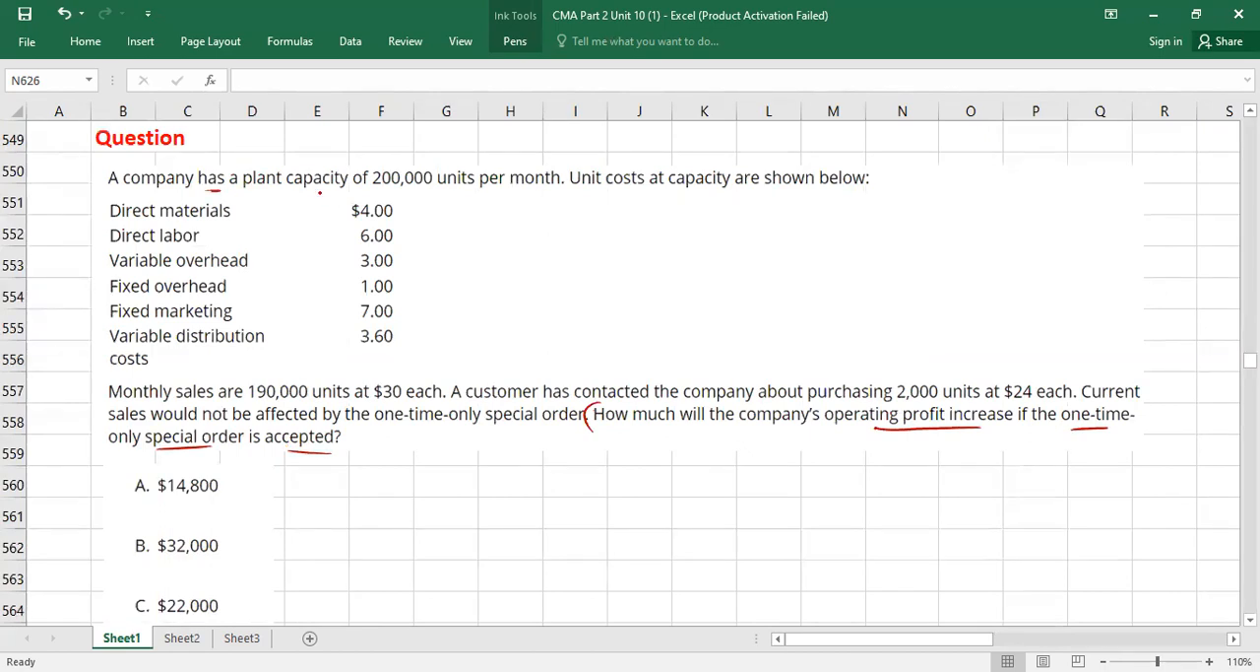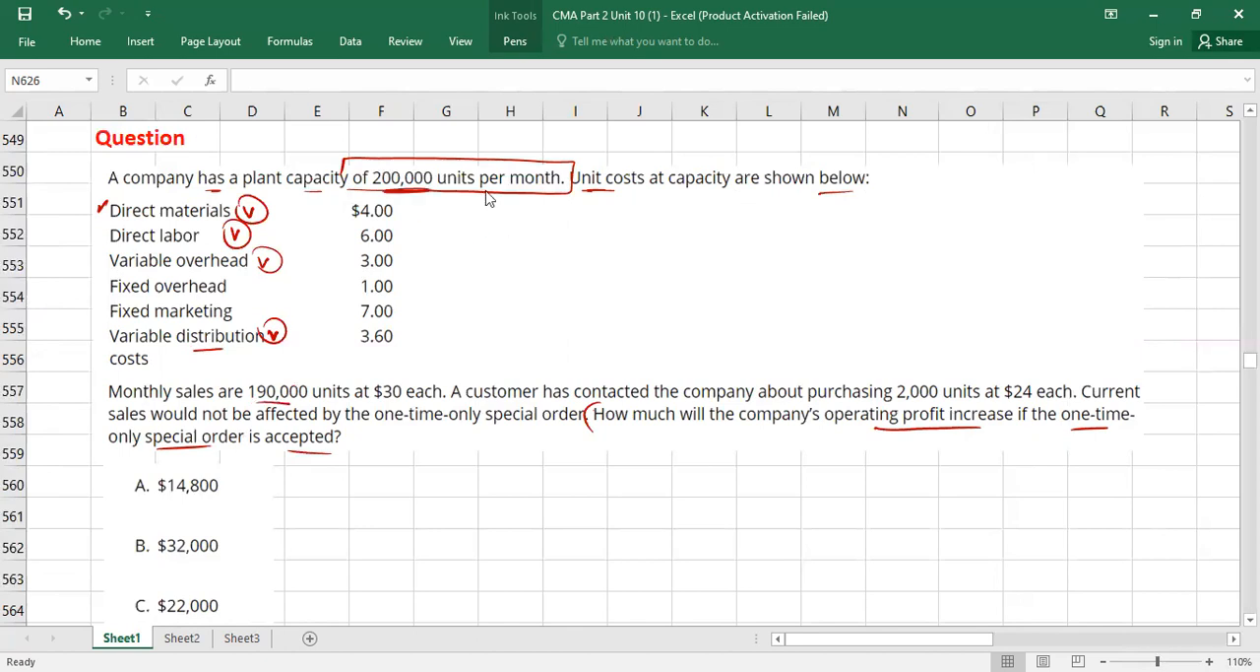A company has plant capacity of 200,000 units per month. This is capacity. This is unit cost at capacity, like if you manufacture 200,000 units, the unit cost is shown below. This is material cost, variable. Direct labor, variable. Variable overheads, variable. This is fixed. This is also variable. Then distribution cost, also variable.